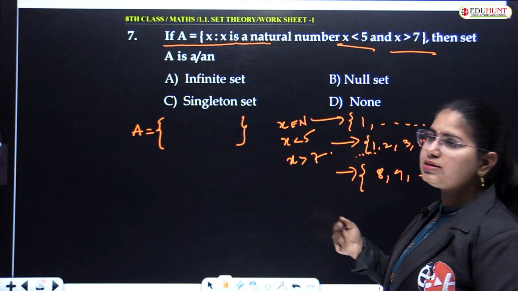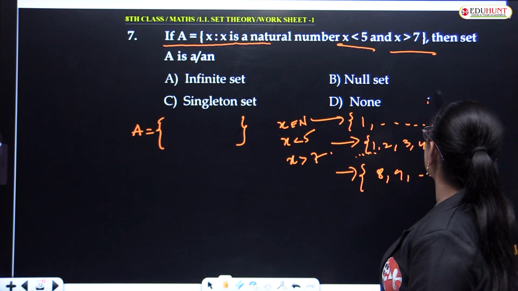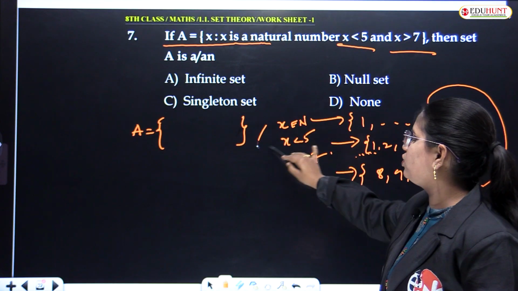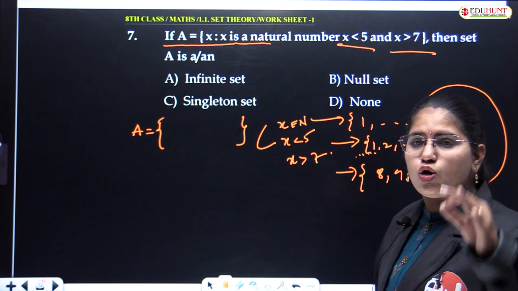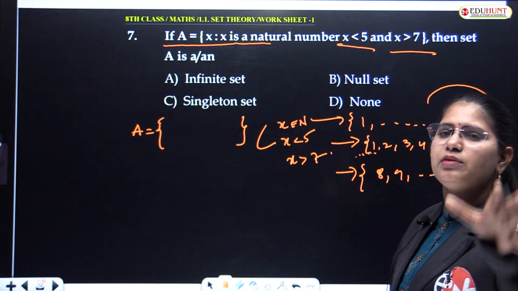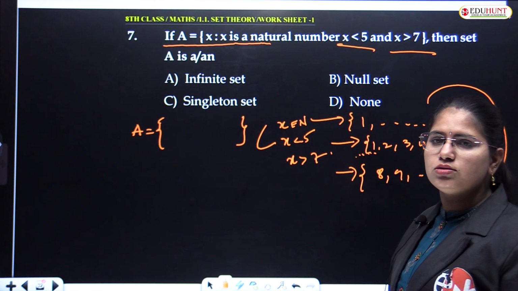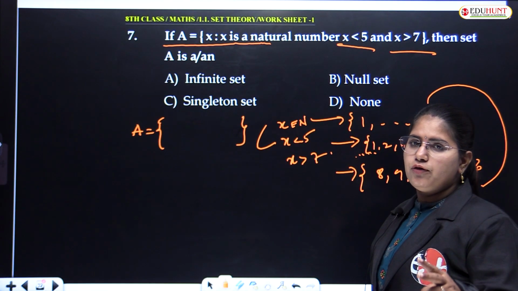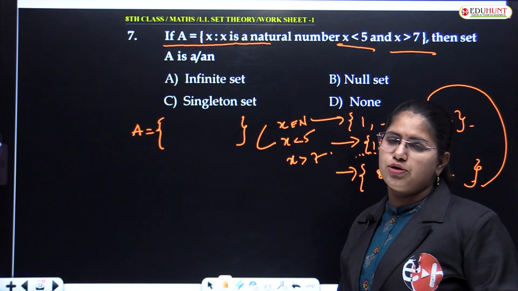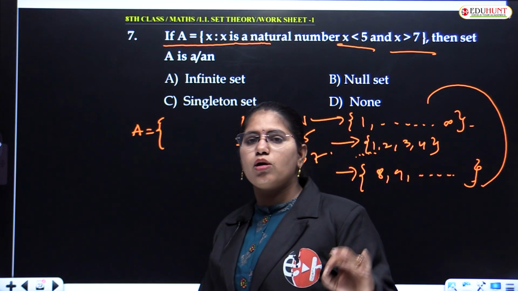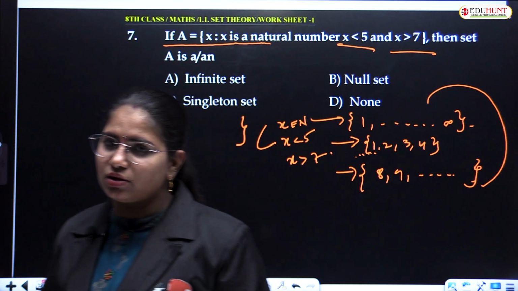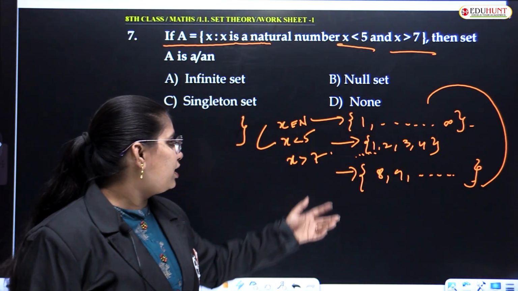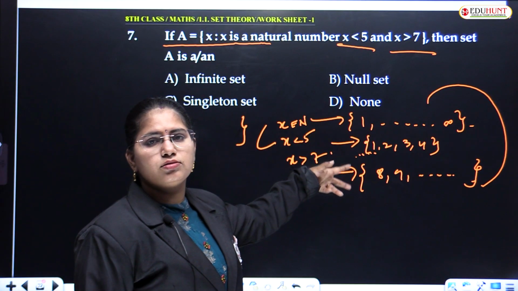X greater than 7 means you have an intersection for these both. You can find the common elements between these both and these both. But can you find a common element in all of the above? The first two have a common element, and the first and third have a common element. But can you find a common element of all 3 together? No, right?